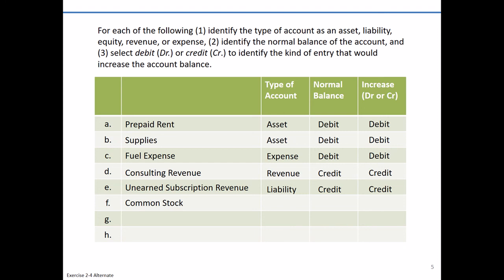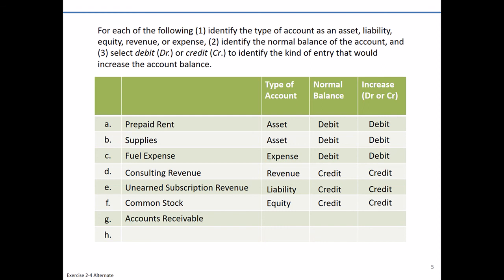Common stock is going to be a core equity account. It represents owners' investments within the company. It's going to follow the normal right-hand rules of a normal balance of a credit and being increased with a credit. It also, like the assets and liabilities, is going to appear on the balance sheet.